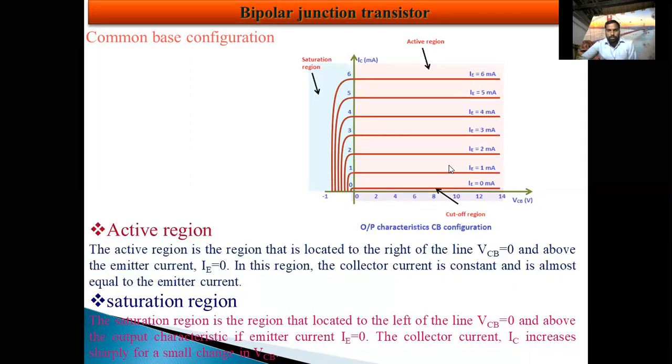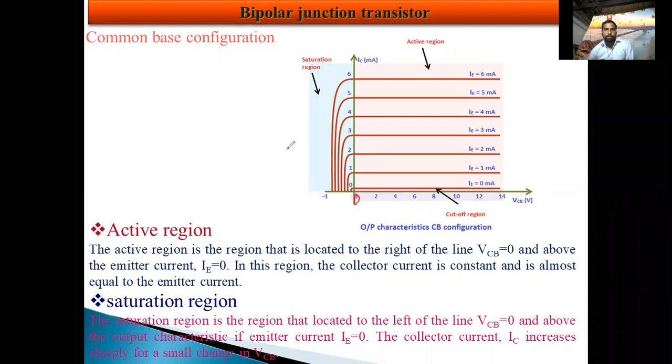Now in the saturation region, the current varies when VCB varies, which is a saturation current. Saturation means the variation ends at that point, and everything below that point is the saturation region. Now the active region is the region located on the right side of VCB equal to 0. This is where VCB is 0. This is the VCB axis.